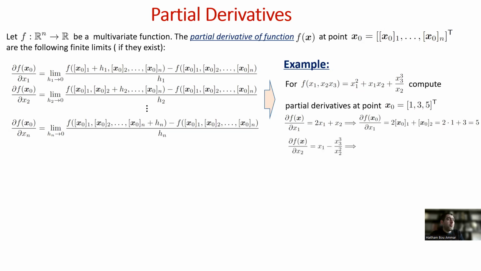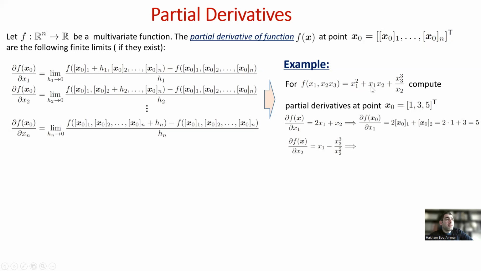Now, let's compute the partial derivative of the same function, but with respect to the second component. Again, we treat all other components, which are x1 and x3, as constants, and the only variable we consider is the second component x2. So when we take the derivative of x1 squared with respect to x2, because we treat x1 squared as a constant, it will be 0, so it will vanish.